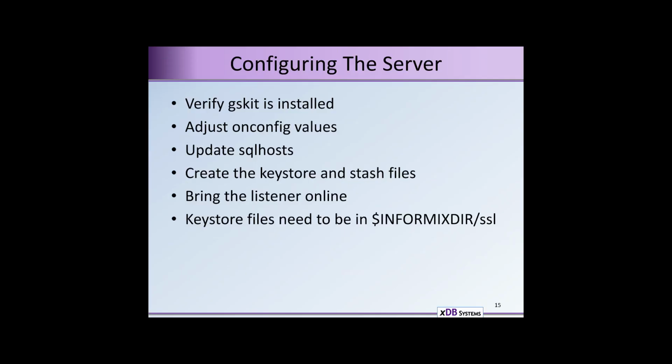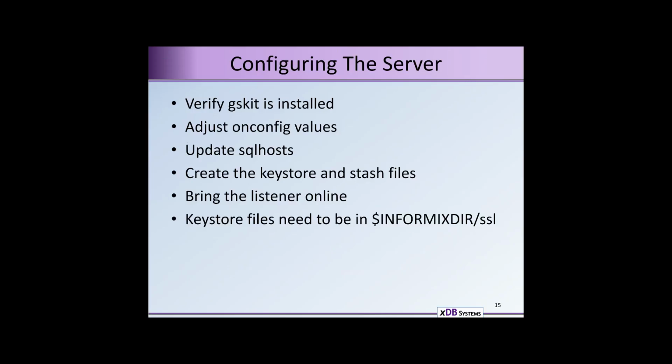So the big thing is make sure GSKit's installed. This will install by default when you install the server or the client. That said, if you are somebody that sets up new servers by just tarring up the Informix and copying it over, it will not be installed. GSKit are actually system level libraries. So there's a GSKit directory under the Informix that will actually have the installer. So if you need to install or reinstall it, just go in there and run it.